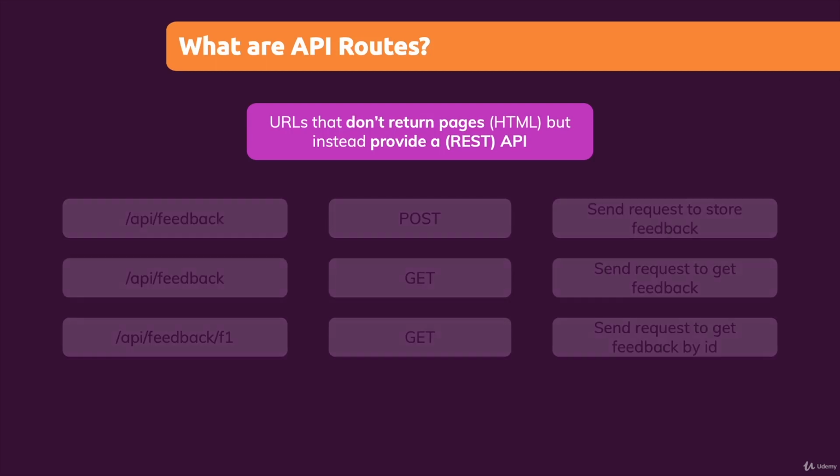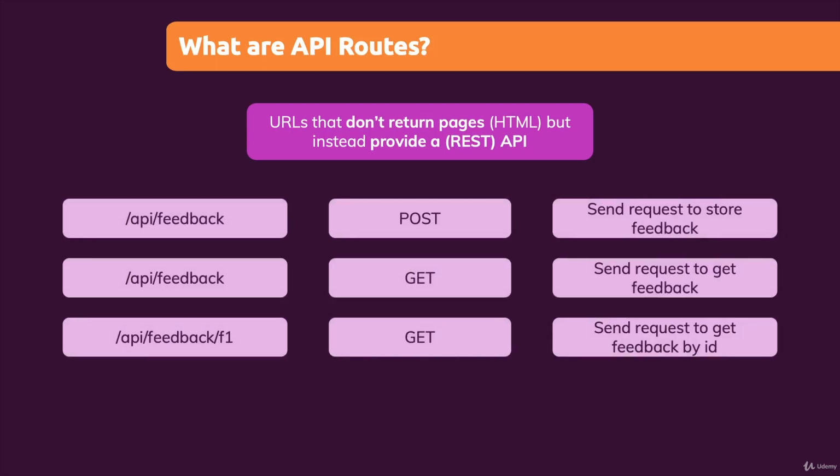And it would, for example, allow us to support URLs or paths after our domain like this, /api/feedback, and then accepting different kinds of HTTP requests, not just GET requests, as all our page routes did thus far, but also POST or PUT or DELETE requests, whatever you need. And then, depending on which HTTP method was used for which path, different actions could be triggered.